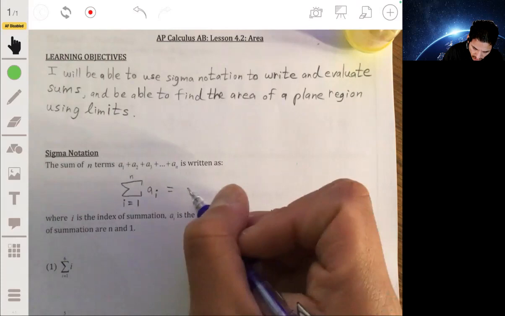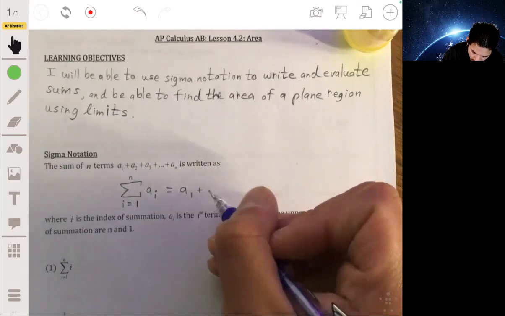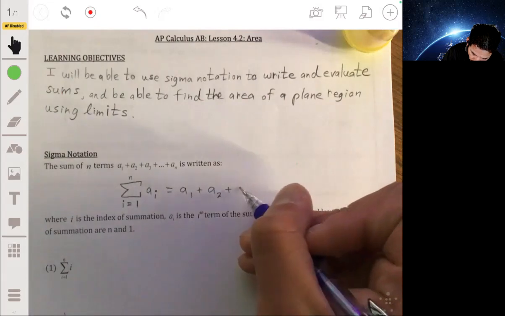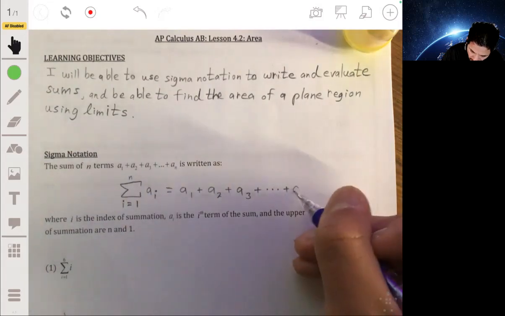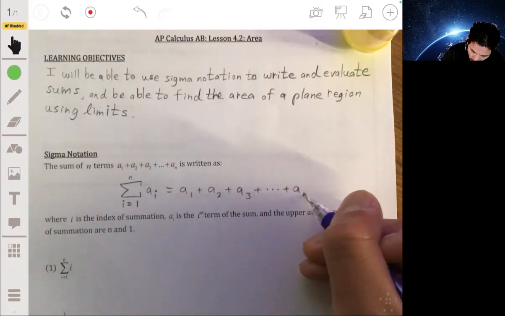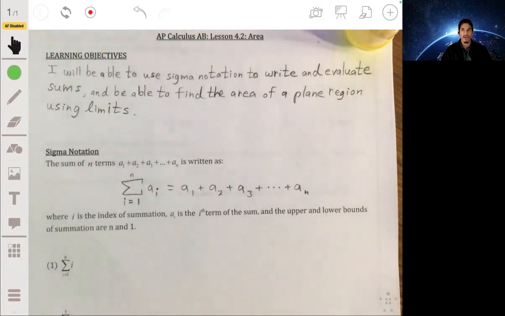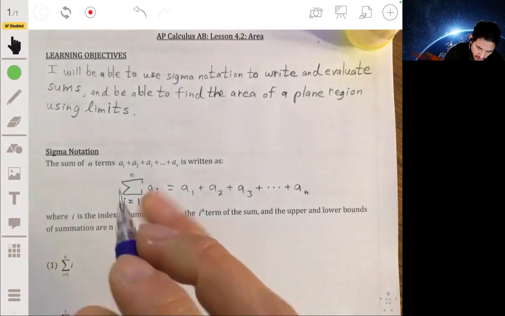So this would be like a1 plus a2 plus a3, all the way till you get to n. n could be 10 or 100. It could be whatever. It just has to be a whole number. Now again, you don't have to start at 1. You can start at 0. You can start at 10. It just depends. But usually, when we're using this to add up areas, we're usually going to start at 0 or 1. That's pretty common.